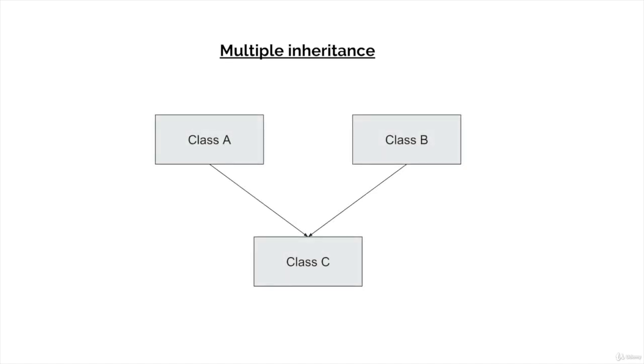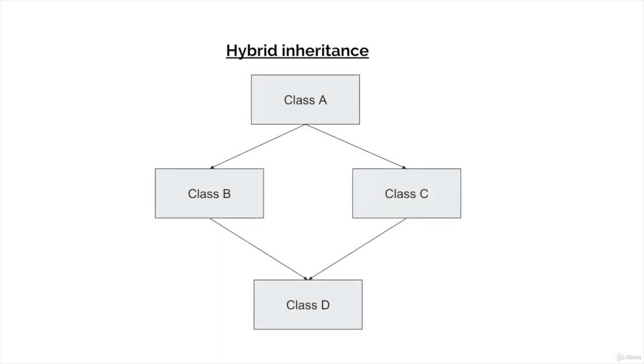The next one is multiple inheritance. Class A is extended by class C, and class B is also extended by class C. So class C inherits two classes. This type of inheritance is not supported in Java, but we'll be discussing this in our later lectures.